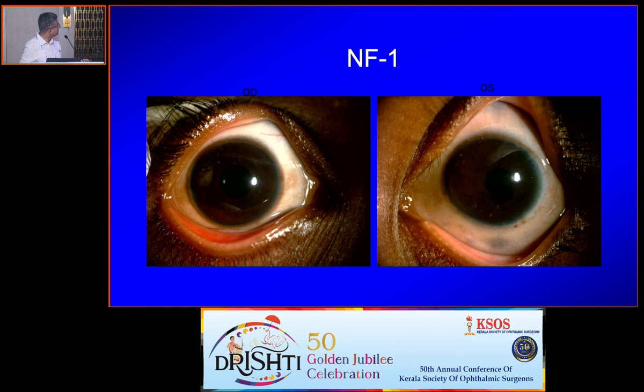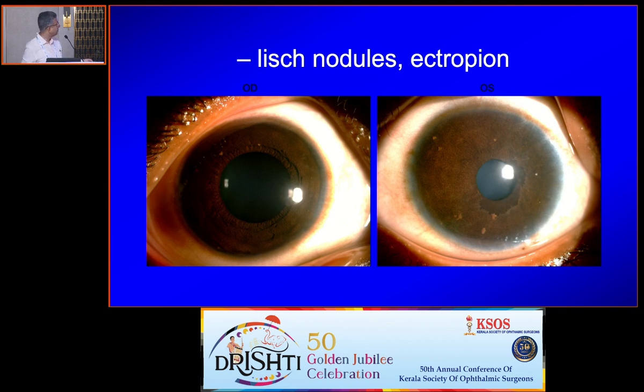In this patient, you can see the Lisch nodules. The Lisch nodules are those little hypopigmented lesions, which I've seen better in this picture. And you can see the ectropion there too.